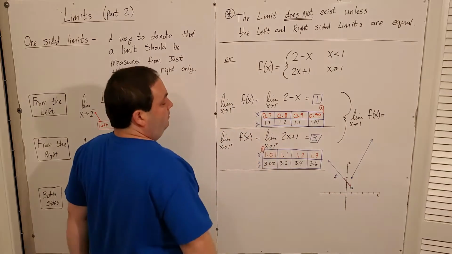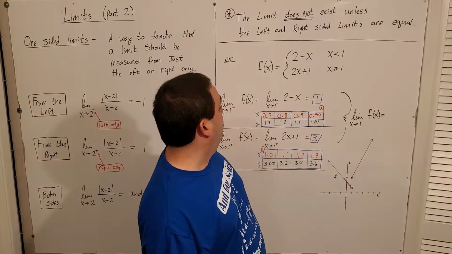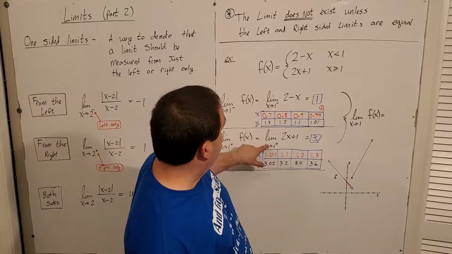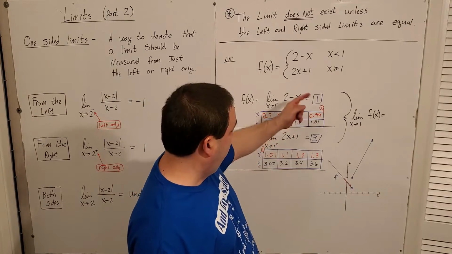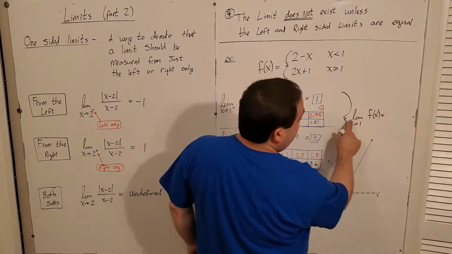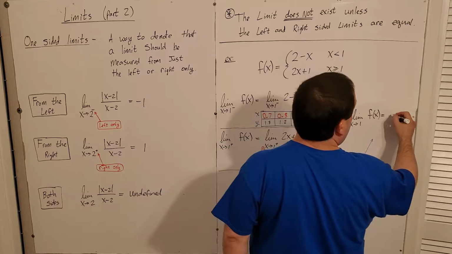Okay? So, the left-handed limit of the function as x gets to 1 is 1. And the right-handed limit of this function as x approaches 1 is 3. They don't agree. So overall, the limit as x approaches 1 of f of x is undefined.